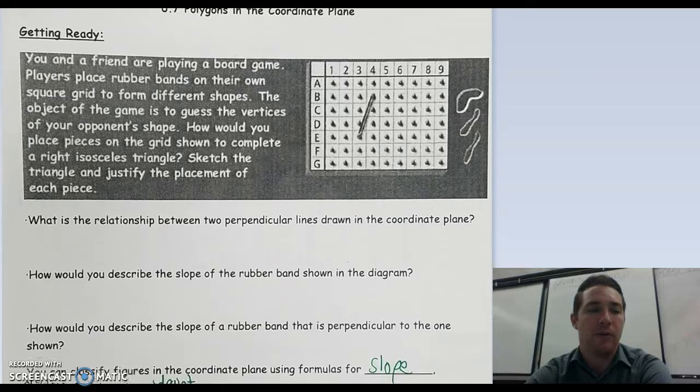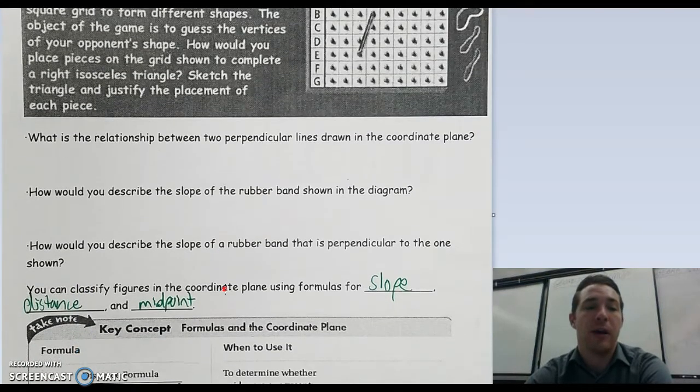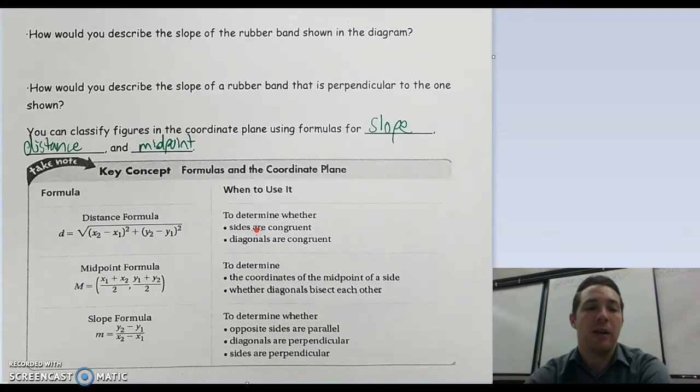So skipping through the first few questions, what we do need that's important here is that we can classify figures, again, if I use a coordinate plane, the xy plane, if I remember that we first have to use formulas for slope, distance, and midpoint. So these three you've probably seen. Again, we have the distance, midpoint, and slope formulas there. And some things that they're used for, again, we have off to the right.